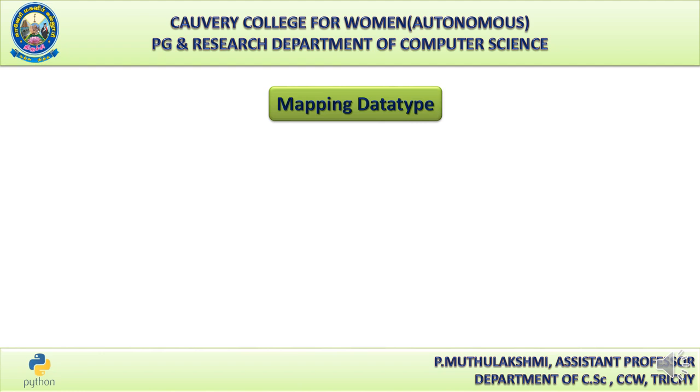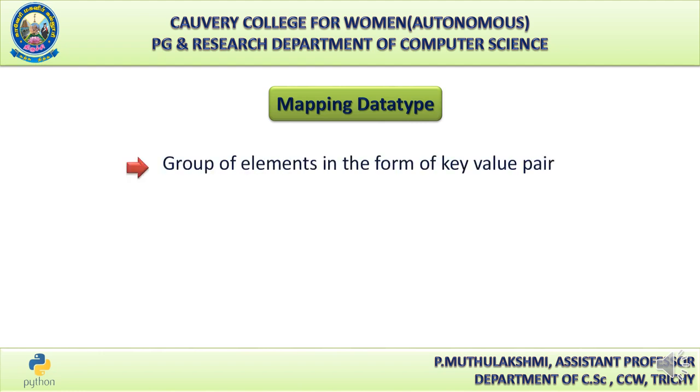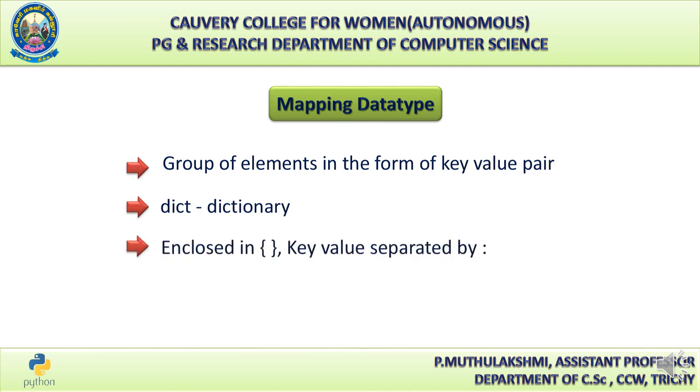Mapping data type. A map represents a group of elements in the form of key value pairs. Dict data type is an example for mapping data type. The shortest form of dictionary is known as dict data type. What is the format for dict data type? Everything is enclosed within the curly braces and the key and the value are separated by the colon symbol. This is the structure of your dictionary data type.